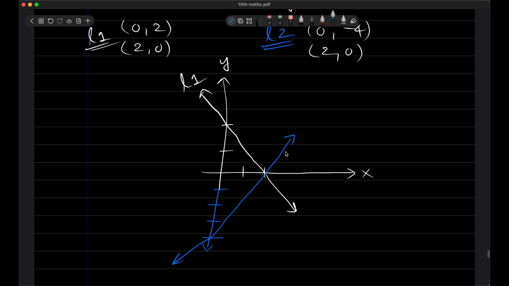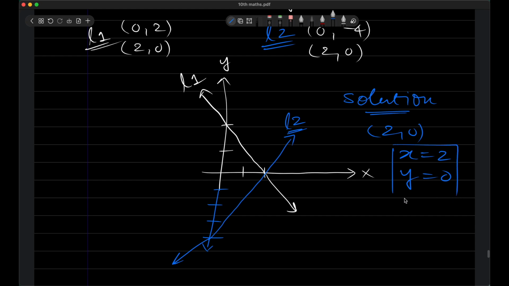This is the solution using the graphical method. The lines intersect at the point (2, 0). So the solution of the linear equations is (2, 0), or we can write x equals 2 and y equals 0.